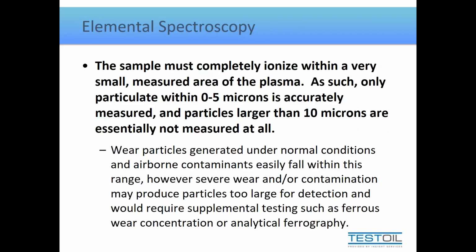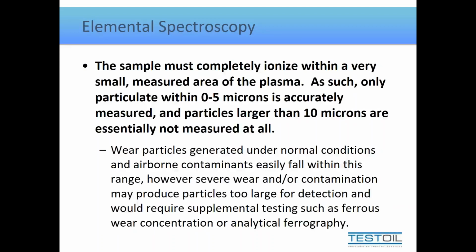As well, normal airborne contaminants will appear in the 0 to 5 micron range, will be measured, but gross contamination, like when we've got just tons of dirt getting near this, again, this stuff can go largely undetected by this test. So as such, we always recommend, when this is suspect, that we follow up with something like the ferrous wear concentration or analytical ferrography. These tests will cover the large particles. So there's always a handoff here. I just want you to be aware of that as well.